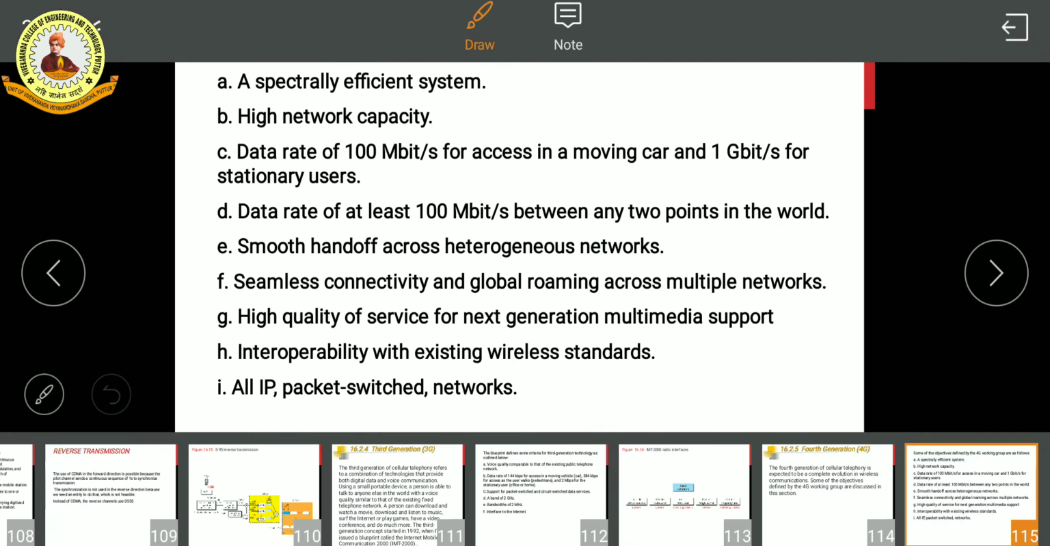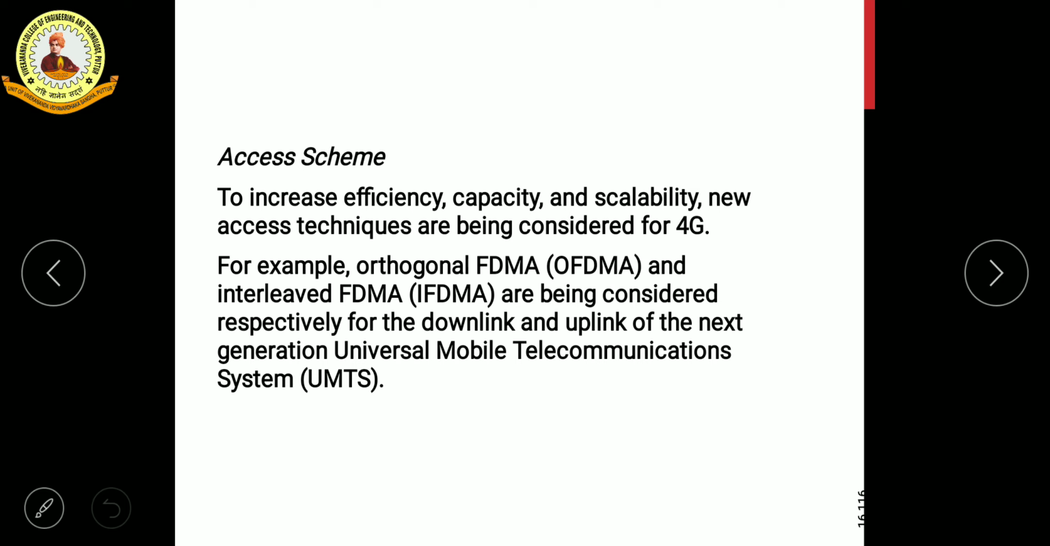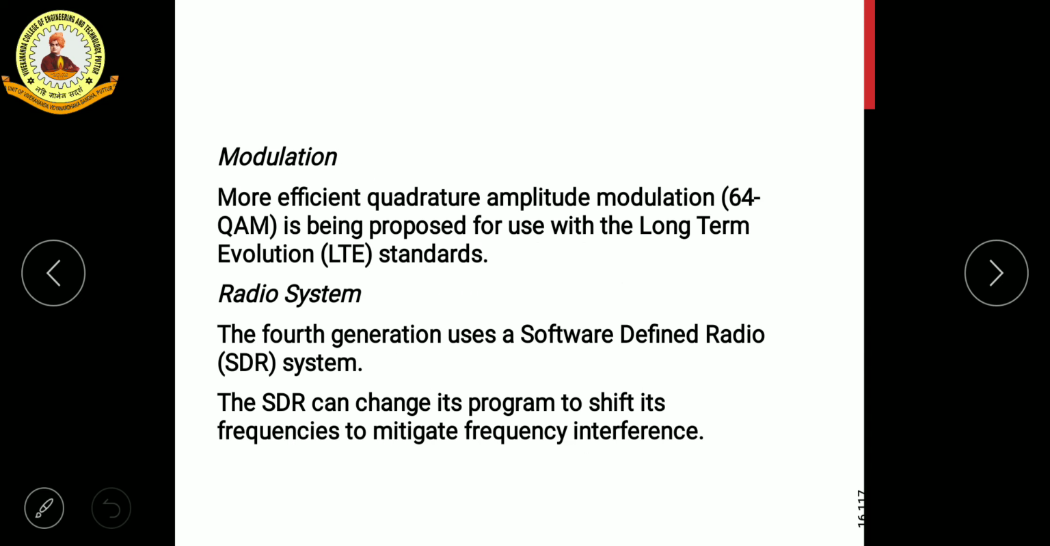Then we'll see about the access scheme. To increase efficiency, capacity and scalability, new access techniques are used here. Some of them are orthogonal FDMA and interleaved FDMA. How these work is not discussed in your syllabus, so you just get to know or note down the points. The access schemes here are orthogonal FDMA and interleaved FDMA. Then how about modulation? A more efficient quadrature amplitude modulation, that is 64 QAM, is used here.